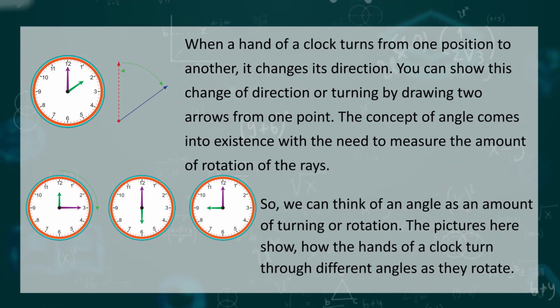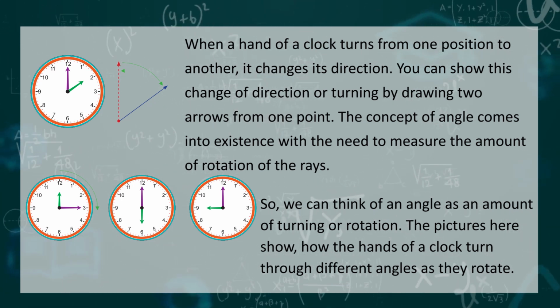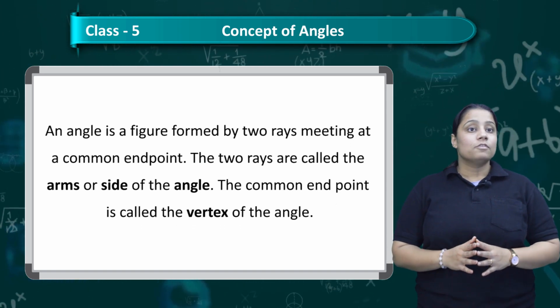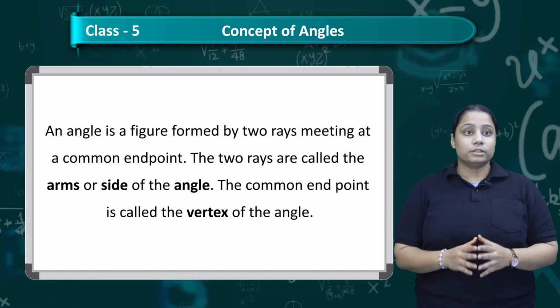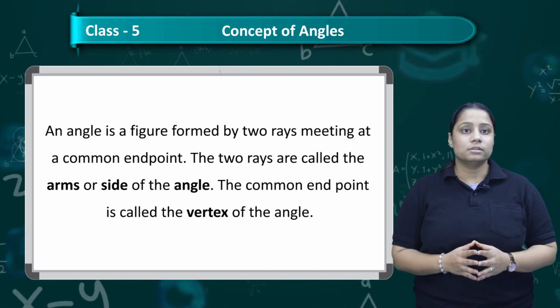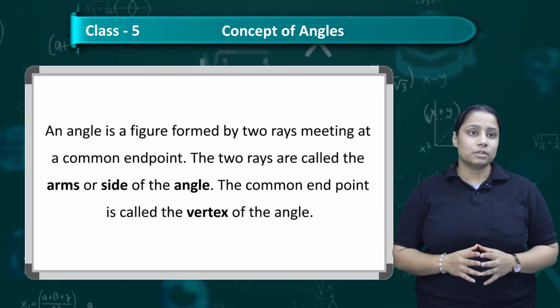The picture here shows how the hands of a clock turn through different angles as they rotate. Angle. An angle is a figure formed by two rays meeting at a common endpoint. The two rays are called the arms or sides of the angle. The common endpoint is called the vertex of the angle.